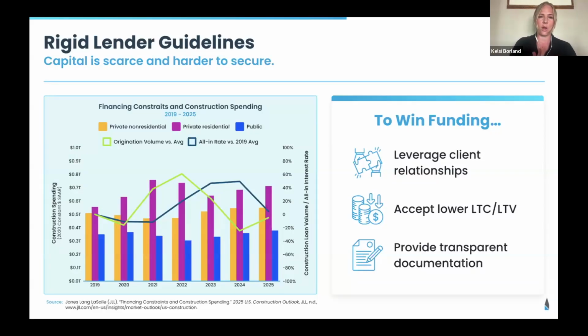This graph really shows construction spending versus financing constraints. You can see origination volumes versus the all-in rate, and also across different types of new construction activity. Spending has ticked up slightly this year, as have origination volumes, but you really saw that downward trend from 2022 to 2024. And I do think this year you're starting to see a little more optimism around where interest rates are headed, particularly coming into the year, because we were coming off of several rate cuts at the end of 2024.